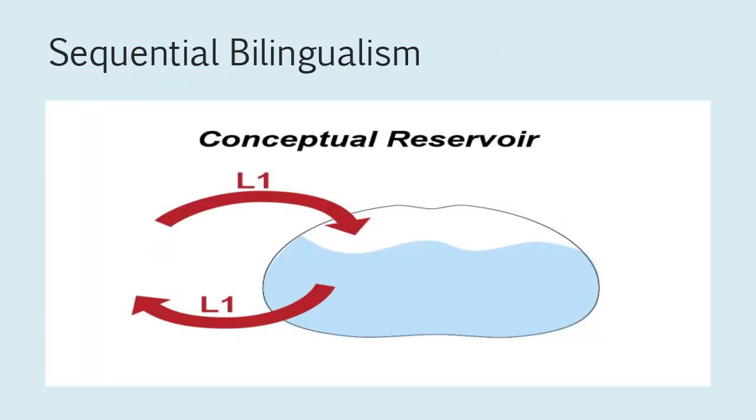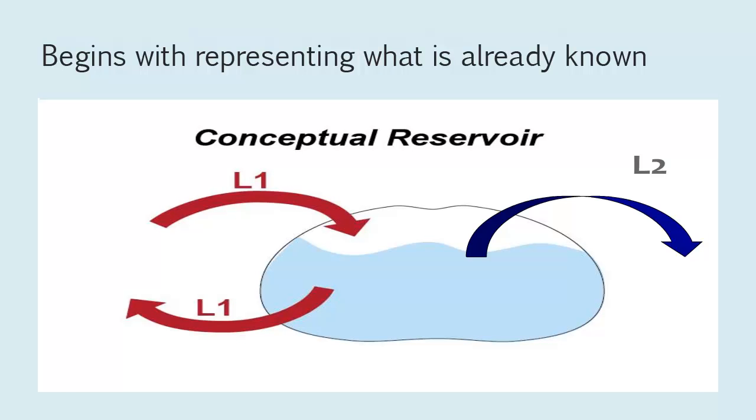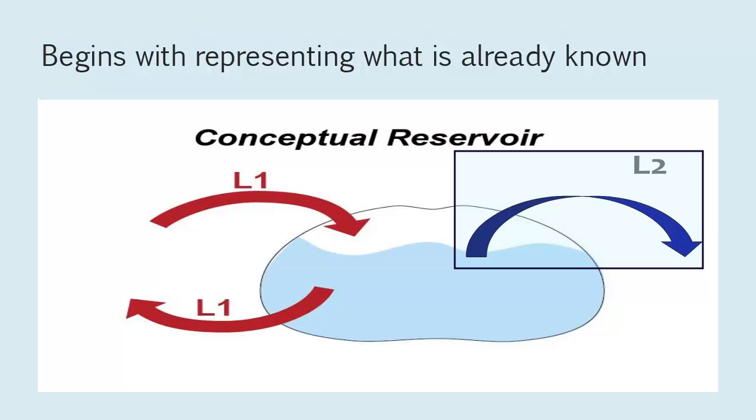The other kind of bilingualism is sequential bilingualism. In other words, a person begins to learn or acquire an additional language after learning their native or primary language. Again, notice the conceptual reservoir. When we begin to learn a second language, we don't need to build a new reservoir. Rather, we begin to express what we already know and understand through the second language. This is represented by the blue arrow labeled L2 going out of the reservoir.